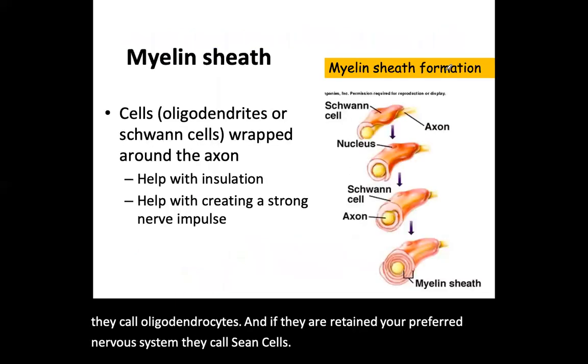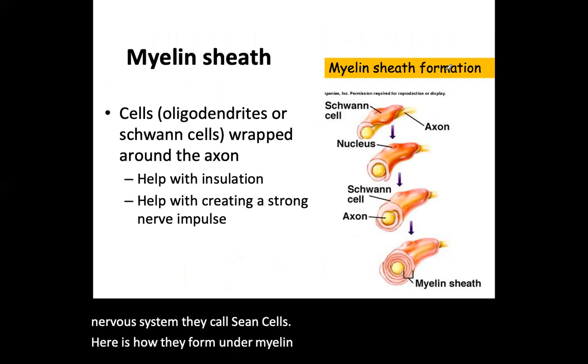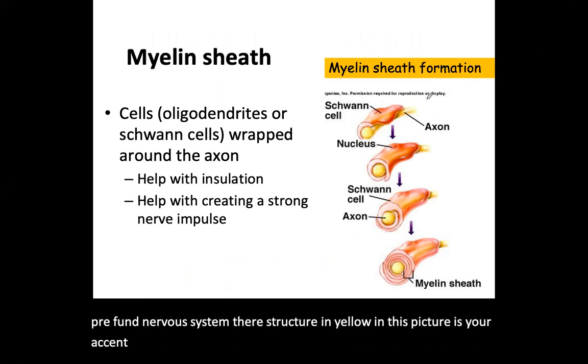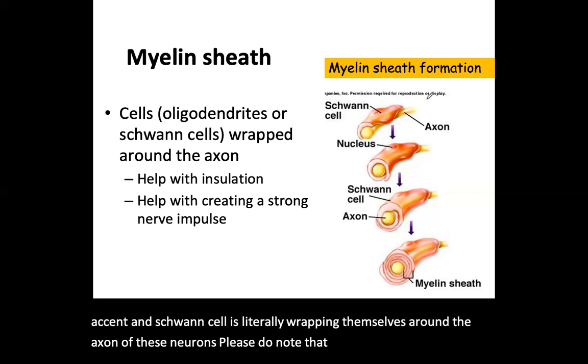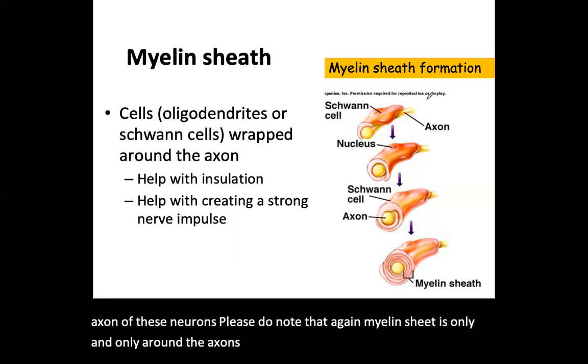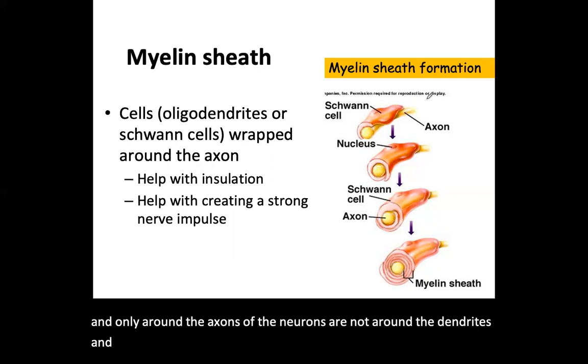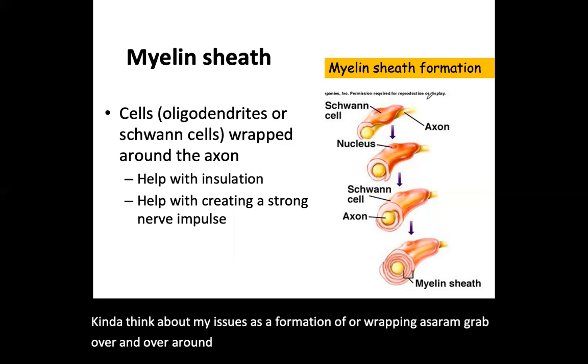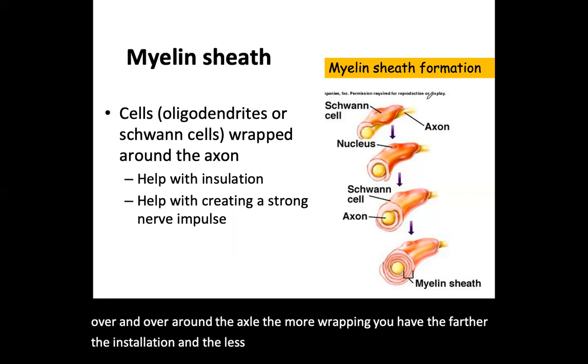Here is how they form the myelin sheath. You can see it in terms of the peripheral nervous system. The structure in yellow in this picture is your axon, and the Schwann cell is literally wrapping itself around the axon of these neurons. Please do note that, again, myelin sheath is only and only around the axons of the neurons and not around the dendrites and cell body. Think about myelin sheath as wrapping saran wrap over and over around the axon. The more wrapping you have, the better the insulation and the less leakage you will see for those neurons.